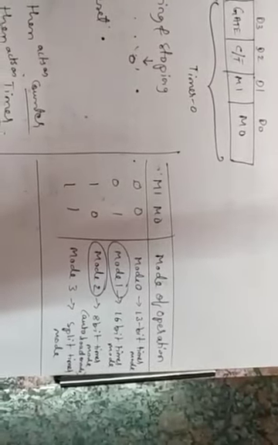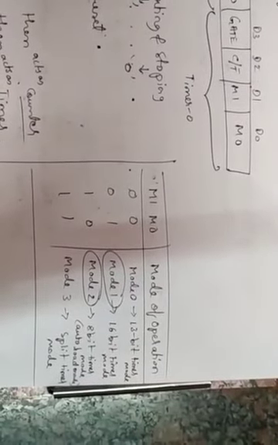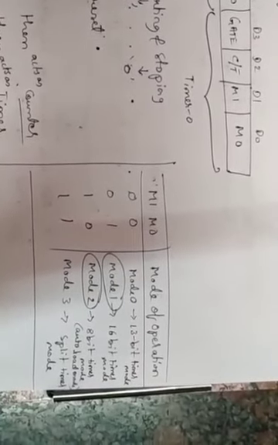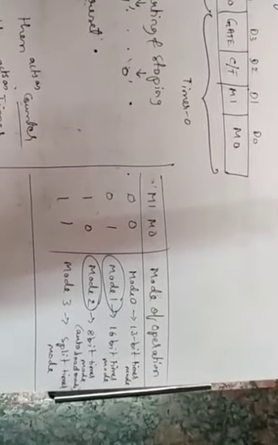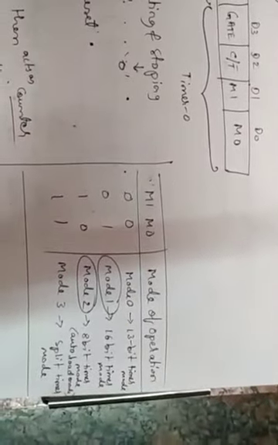If M1 M0 is 10, then we call it mode 2 operation. It is an 8-bit timer mode. 8-bit timer mode means timer 0 or timer 1 has 16 bits, but in this mode only the lower 8 bits will be used for timer or counter, and in detail we will study it later. If M1 M0 is 11, then we call it mode 3 operation, and mode 3 has the name split timer mode. For your syllabus you have only mode 1 and mode 2 programming, so we will discuss mode 1 and mode 2 programming later.